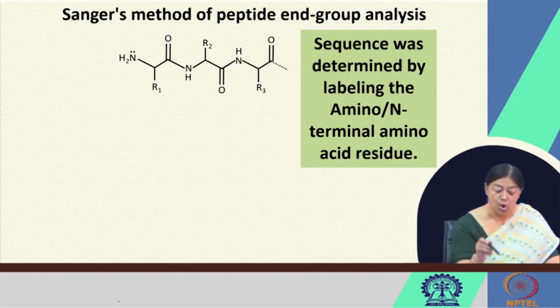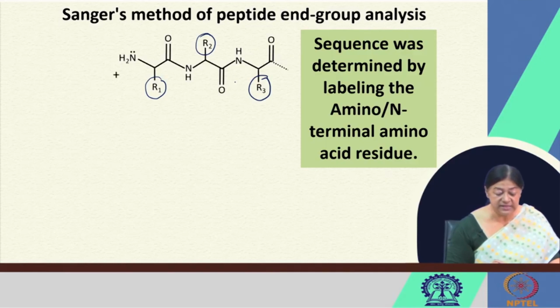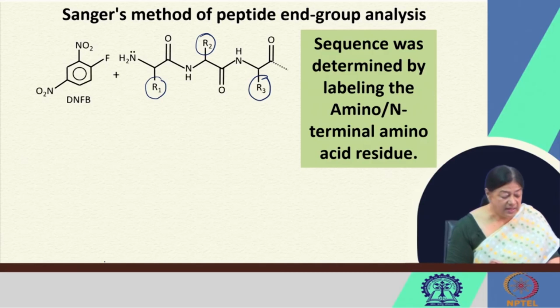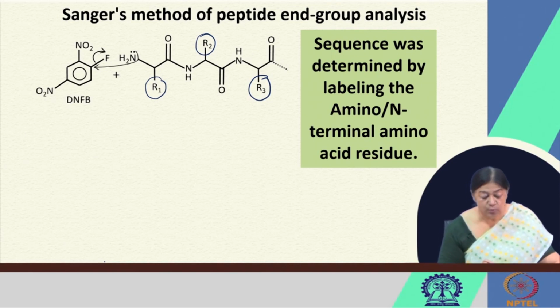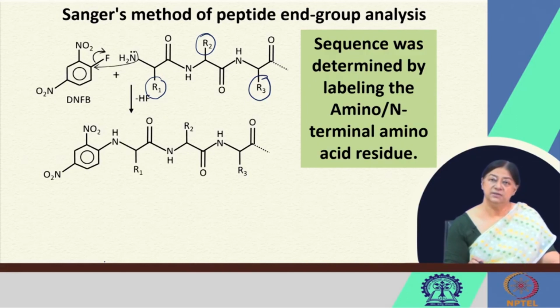What do we want to know? We want to know what is R1, what is R2 and what is R3. So, the method in this case is using a reagent, dinitrofluorobenzene, and there is a specific reaction that occurs. After this reaction occurs, we have the formation of this adduct.